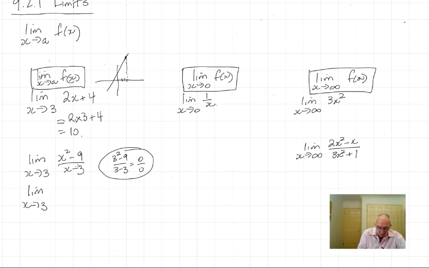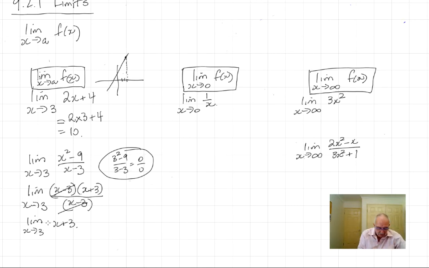Yes, we can factorize the top. It's the difference of two squares. So it is x minus 3 times x plus 3 over x minus 3. Now we can see we can cancel down. And you keep writing limit until you actually do the substitution of x equals 3. So the limit as x approaches 3, this x minus 3 will cancel with that one, leaving x plus 3. Now we don't have this problem of division by 0.